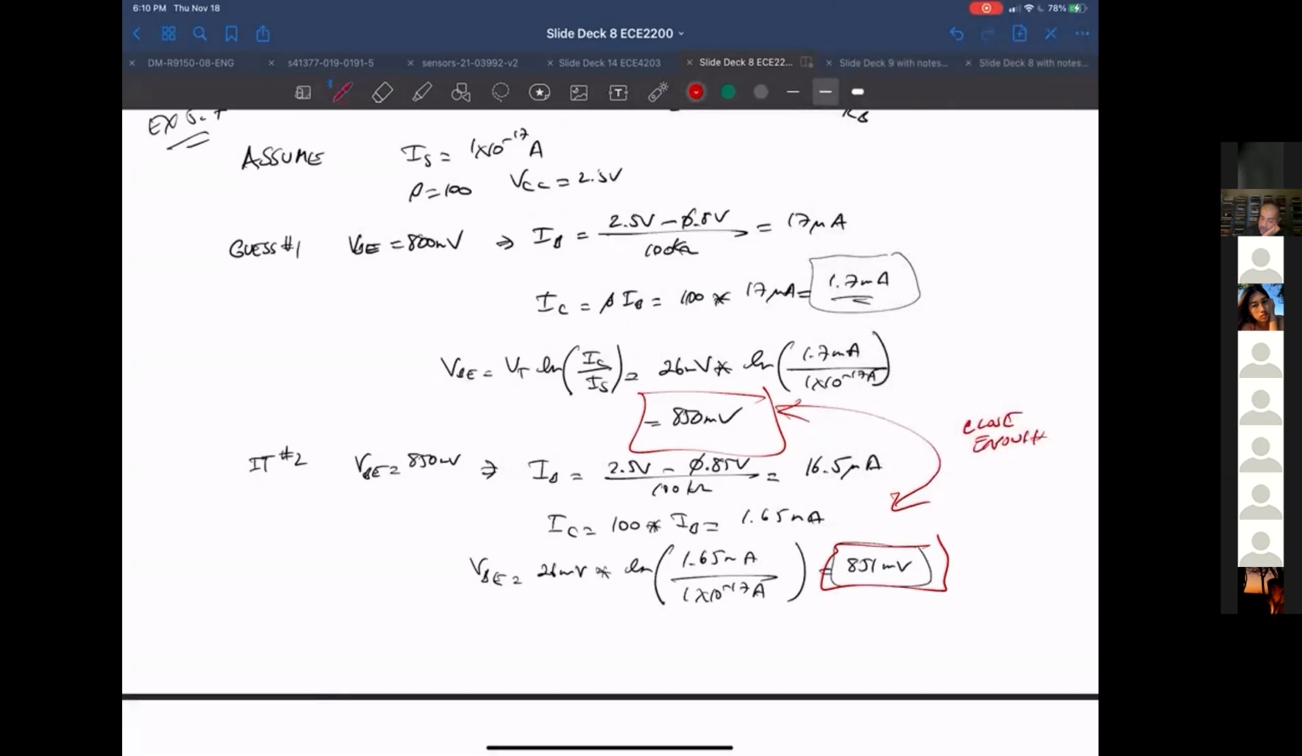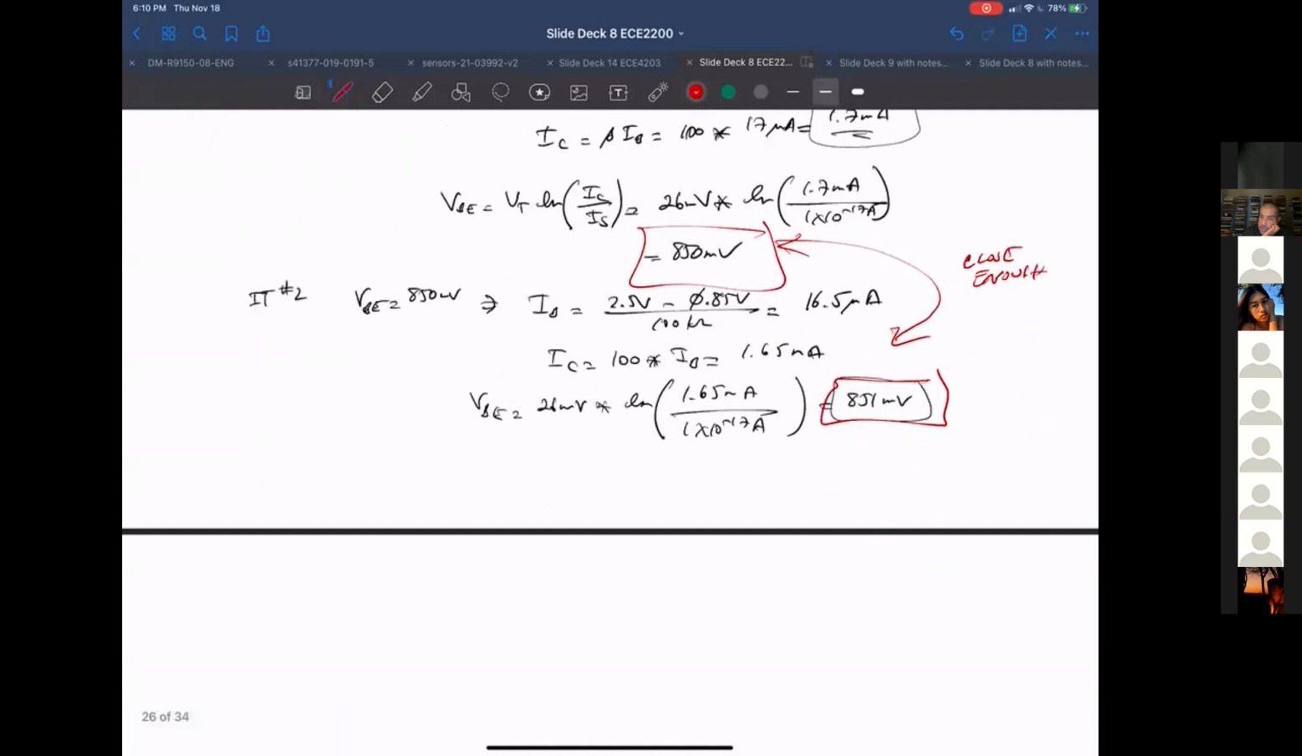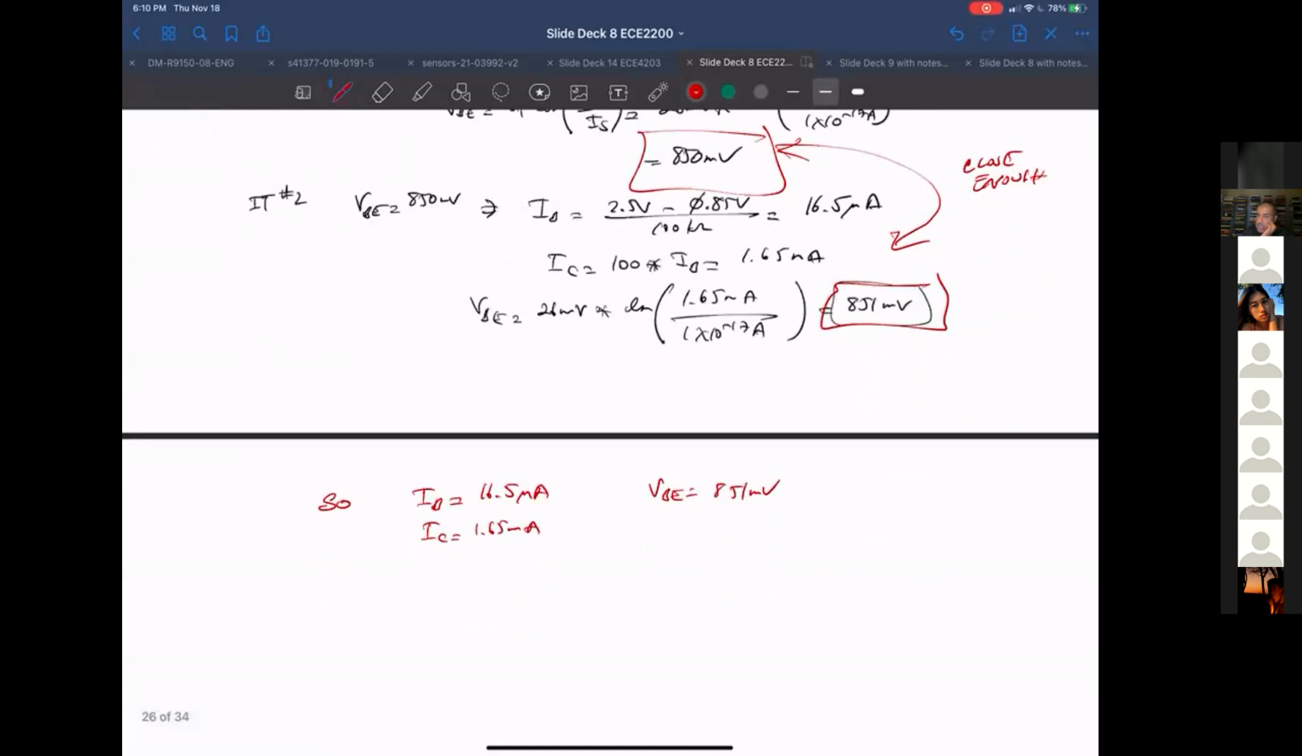So that's what it is. Okay, so basically we end up with I sub B of 16.5 microamps and I sub C of 1.65 milliamps. And that gives us a VBE of 851 millivolts. We double check the VCE just to make sure we're in forward active.